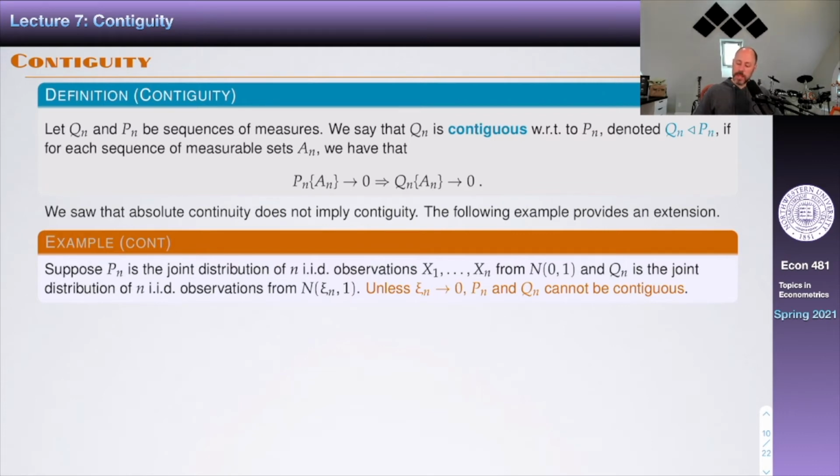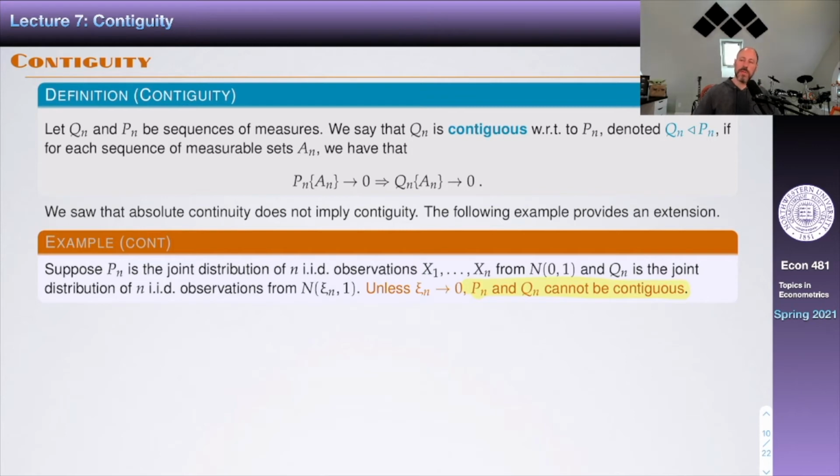But let's see if we can study this normal example a little bit more, because it's going to be useful later. Suppose that Pn is the joint distribution of n IID observations from a standard normal, and Qn is the joint distribution of n IID observations from a normal with mean psi n and variance 1. Okay, so this is the same example that we had before, except that now we're just having a sample of n IID observations for each of these distributions. So unless this psi n here goes to 0, P and Q cannot be continuous.